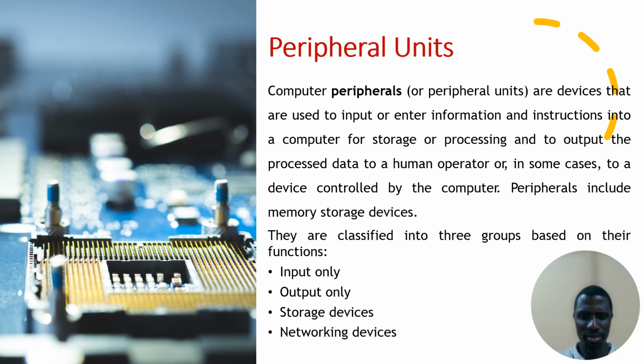Now, broadly speaking, we have 3 main groups in this unit: the input only, the output only, and sometimes you can have input and output, and we have the storage, and lastly, which is not so common, the networking devices, which is relatively optional if you don't want interconnectivity with your system.